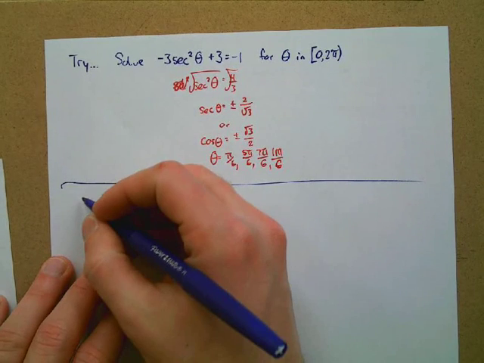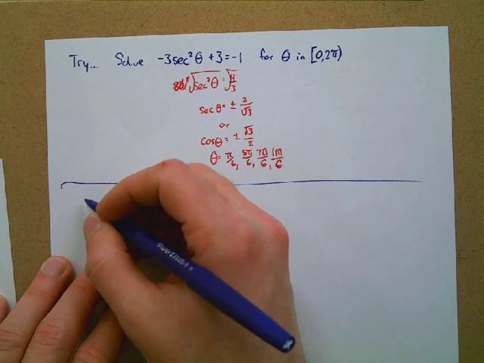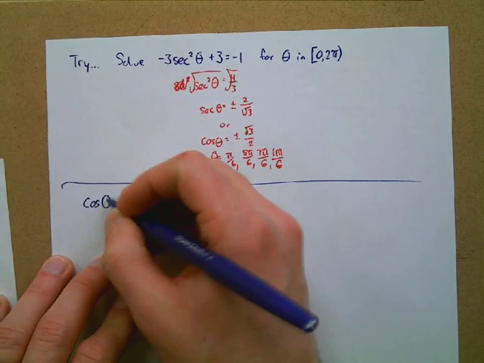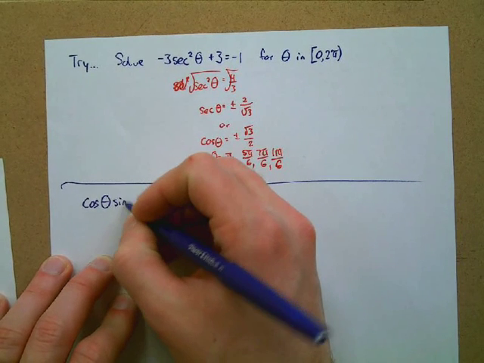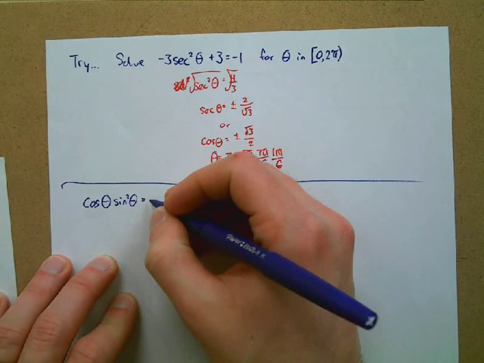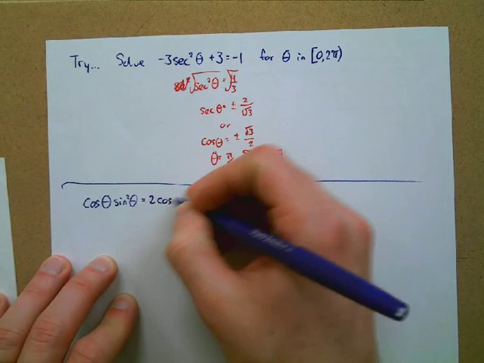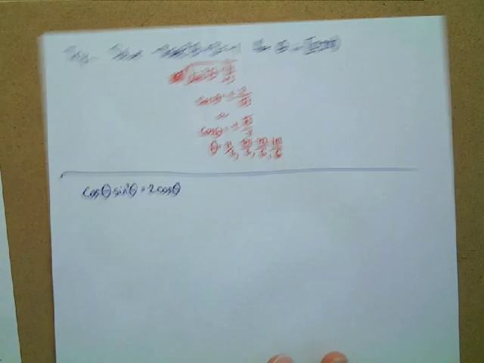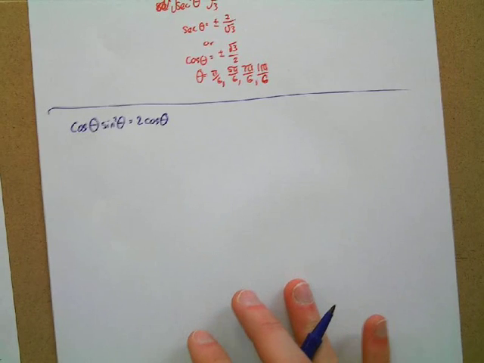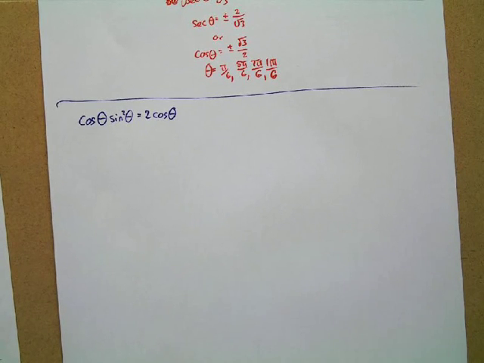Okay, here's our next one. Next to last one. So we'll do one more after this. So, what we do not want to do here is divide both sides by cosine of theta.